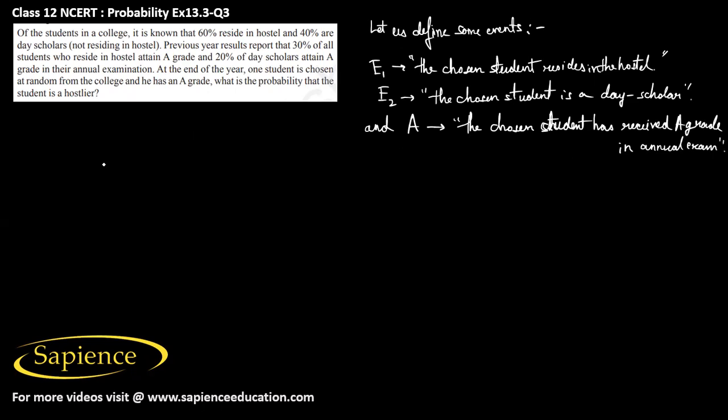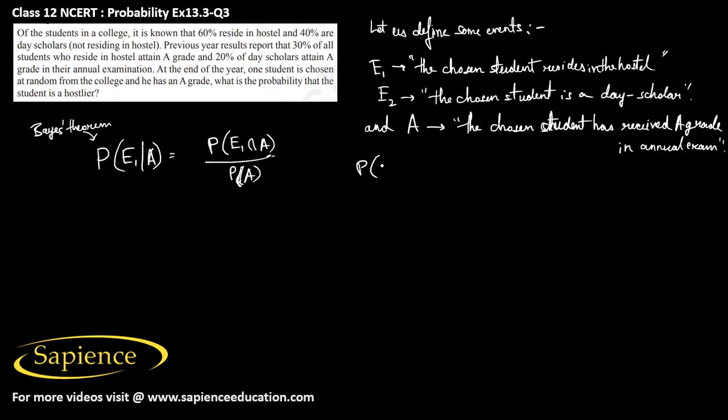Then here it has been asked: one student is chosen at random and he has an A grade. What is the probability that he is a hostelier? Means we have to find the probability that the student is a hostelier given that he has attained A grade. So here we have to apply the Bayes theorem. It means that we have to find the probability of E1 intersection A divided by P of A.